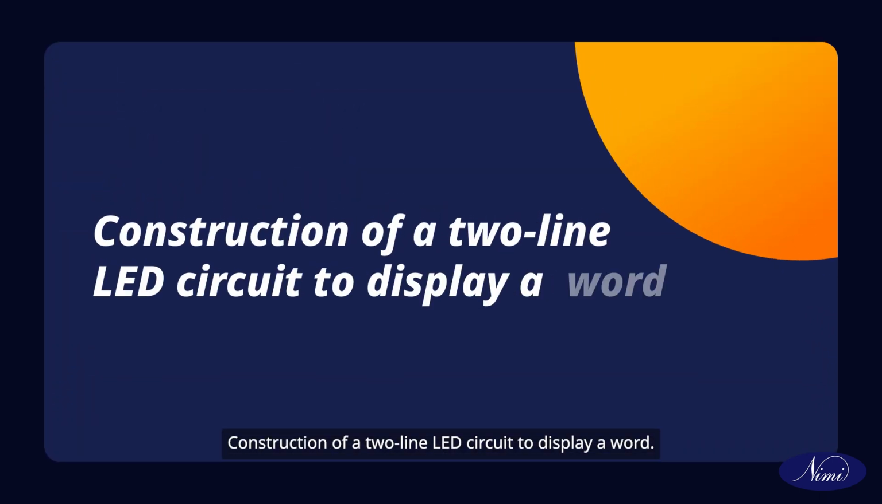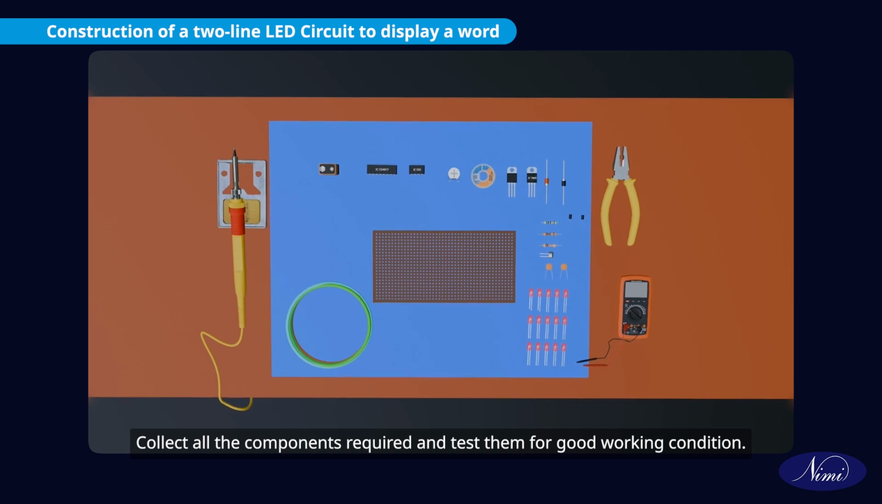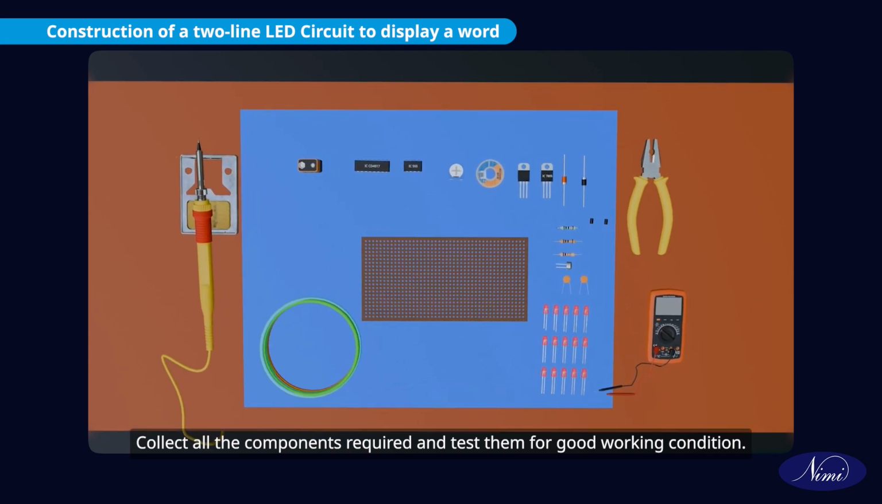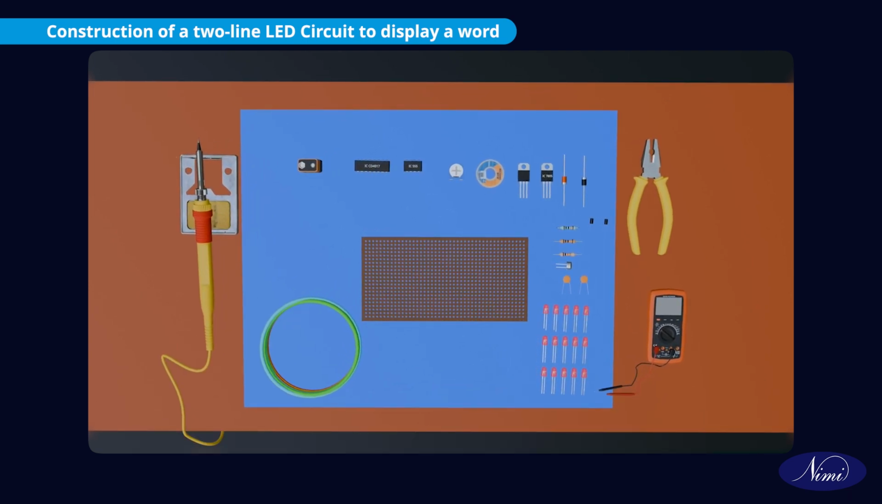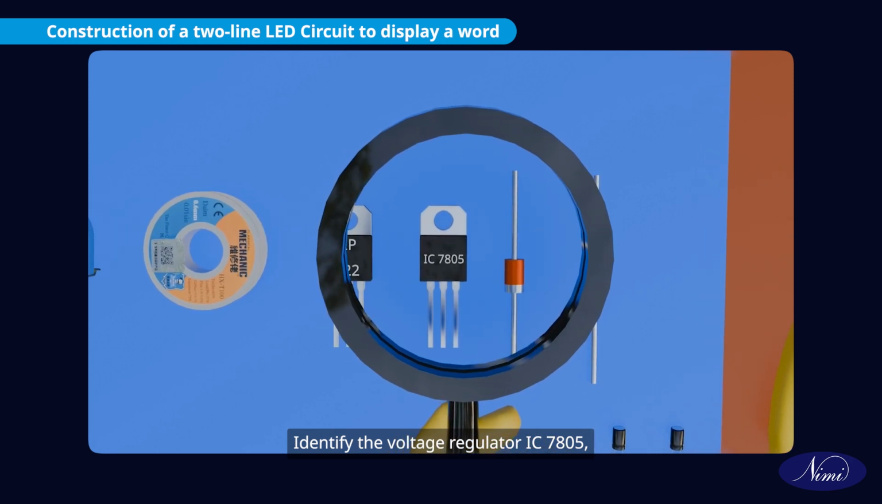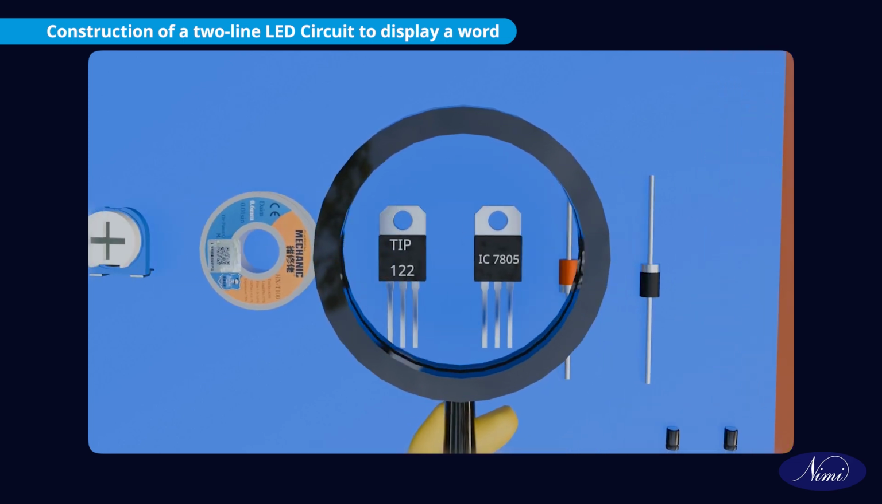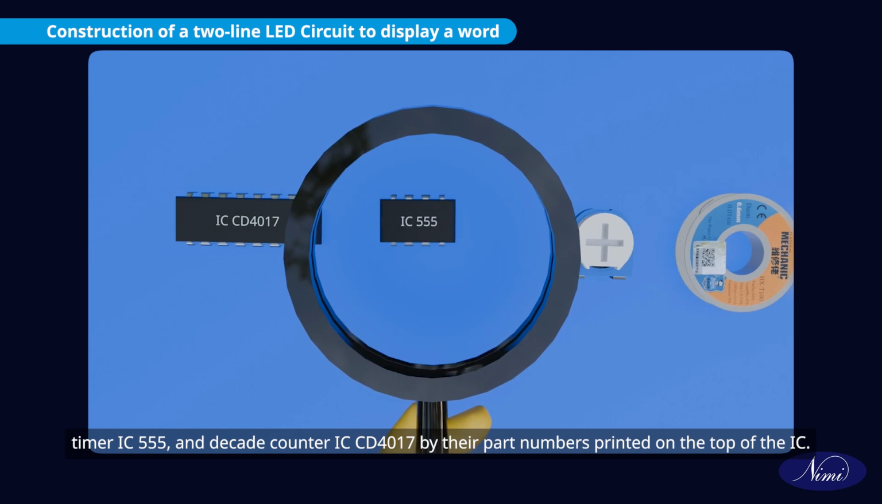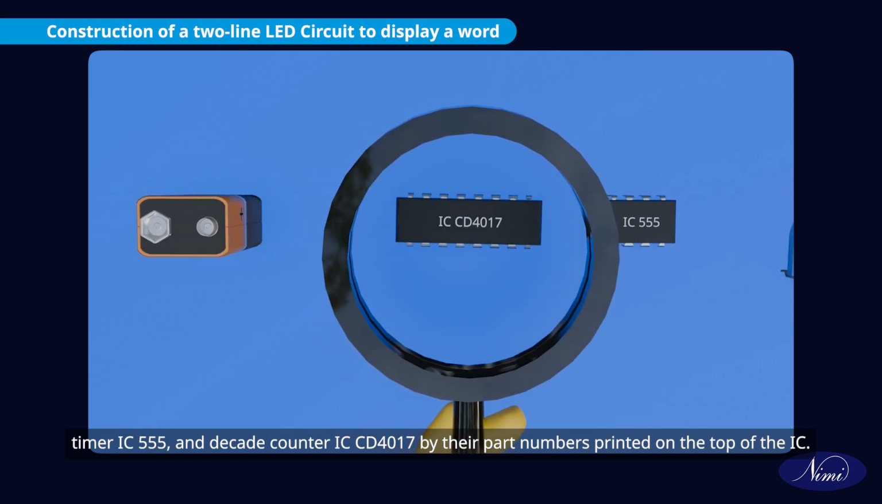Construction of a two-line LED circuit to display a word. Collect all the components required and test them for good working condition. Identify the voltage regulator IC 7805, timer IC 555 and decade counter IC CD4017 by their part numbers printed on the top of the IC.